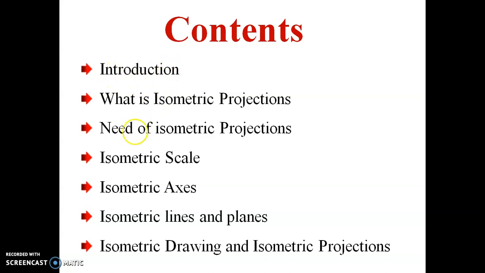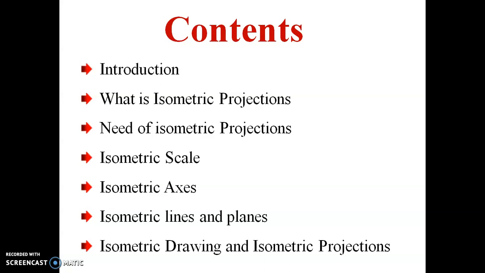So what is isometric projection? Isometric projection is a pictorial representation or 3D representation of any object. So why do we need this isometric projection? Basically the isometric projections will help us to give all the three dimensions, or will help us to understand the shape or the appearance of the object in one view itself.